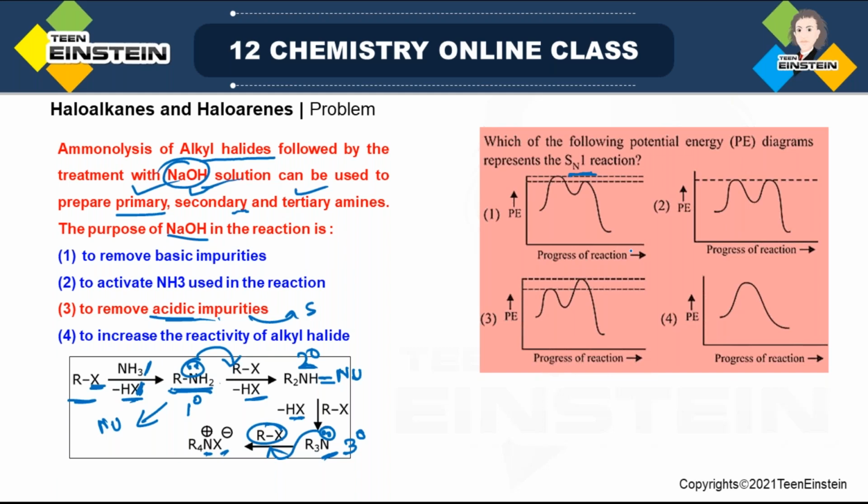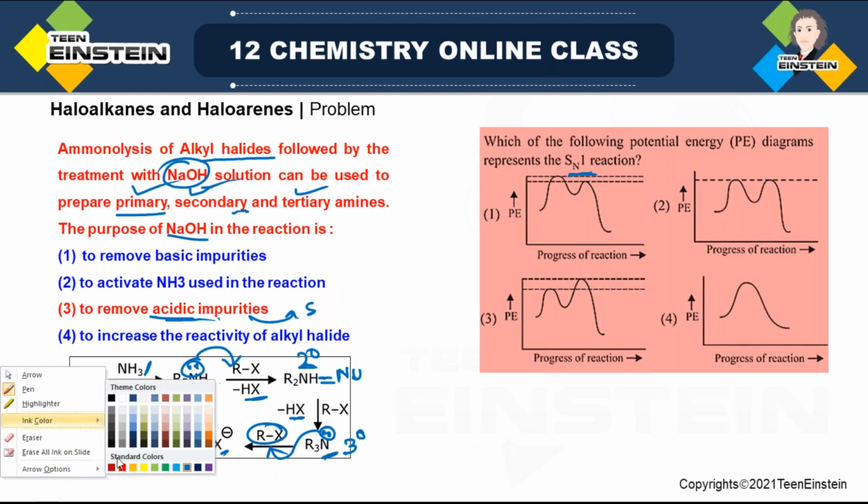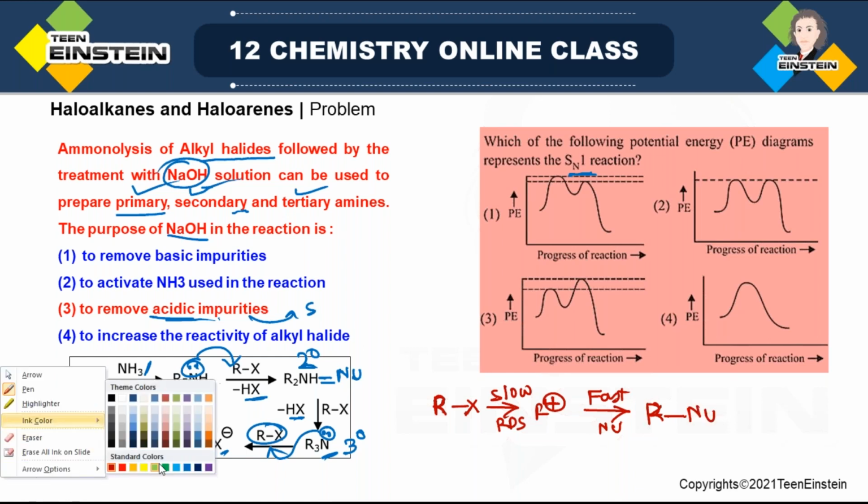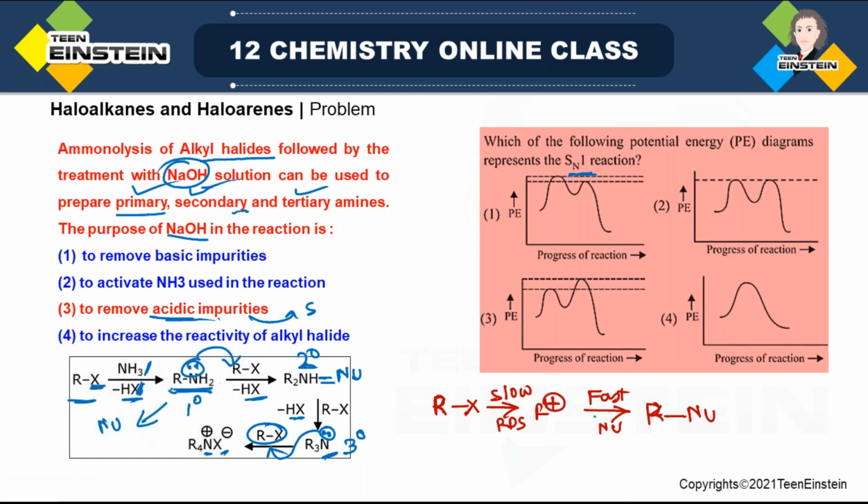But as it is SN1, first you have to understand the mechanism for SN1, then only you can answer it correctly. So for SN1, what do we know? First, there is cleavage of RX and you are getting a carbocation. This is slow, and this is the RDS, rate determining step. And the second step is fast. Now the nucleophile is attacking, you are getting RNu. Now as there are 2 steps, obviously 2 transition states will be there.